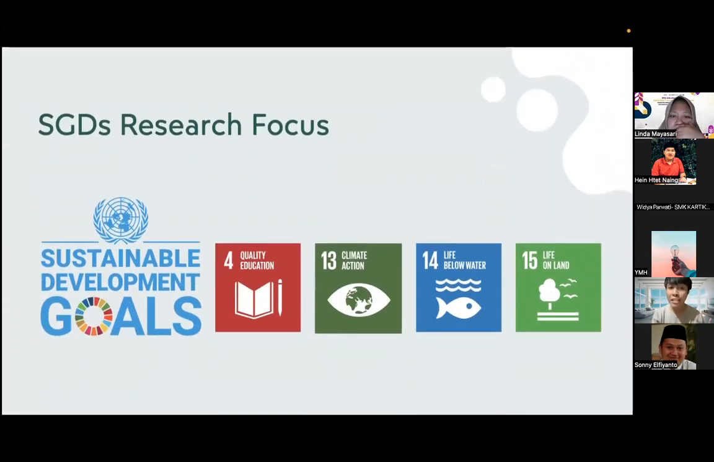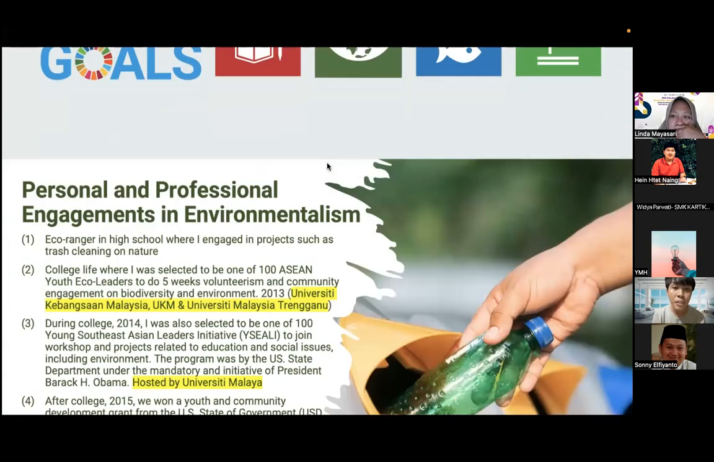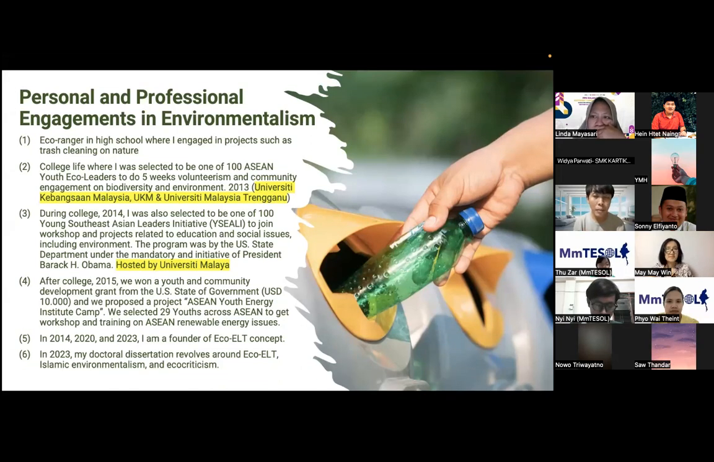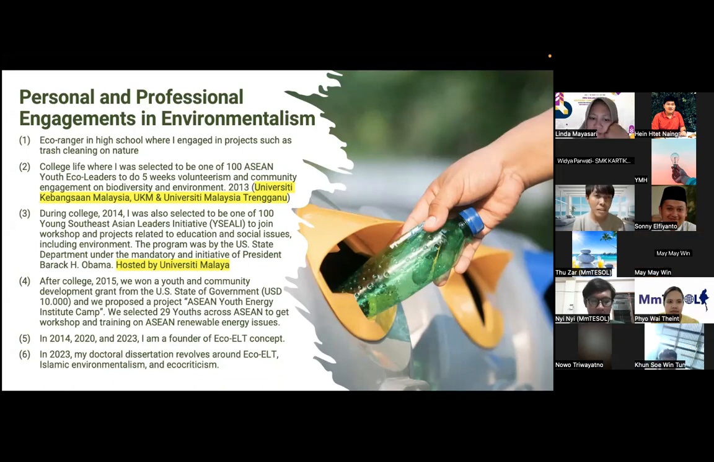My research focus also relates to the global Sustainable Development Goals, of which I picked four. The first one is quality education, then climate action, life below water, and the last one is life on land. As for my personal and professional engagements in environmentalism, I've been engaged since high school in 2010, when I was an Eco Ranger. In 2013, I was selected to be one of 100 ASEAN youth eco leaders, and we did 5 weeks of volunteerism and community engagement. During college in 2014, I was also selected as one of 100 Young Southeast Asian Leaders, and we did workshops on education and social issues, including the environment.